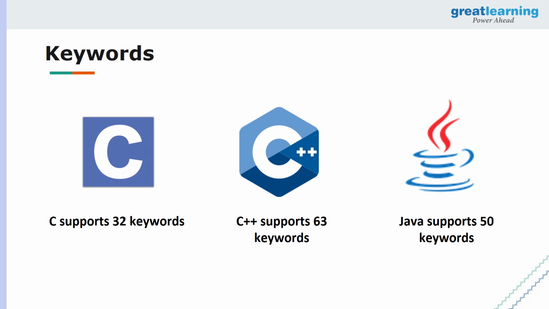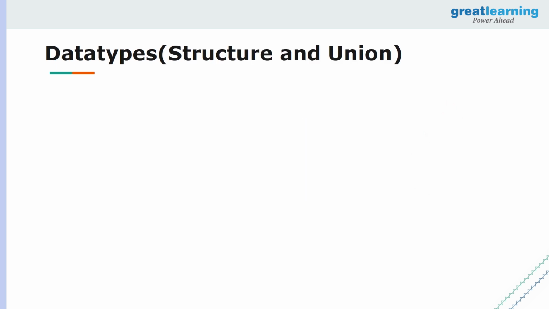That means we can use these keywords to write a program very easily. Same goes for C++ and Java. Let's go ahead with the next topic, which is data types. So which language is using structure and union as a data type and which language is not?